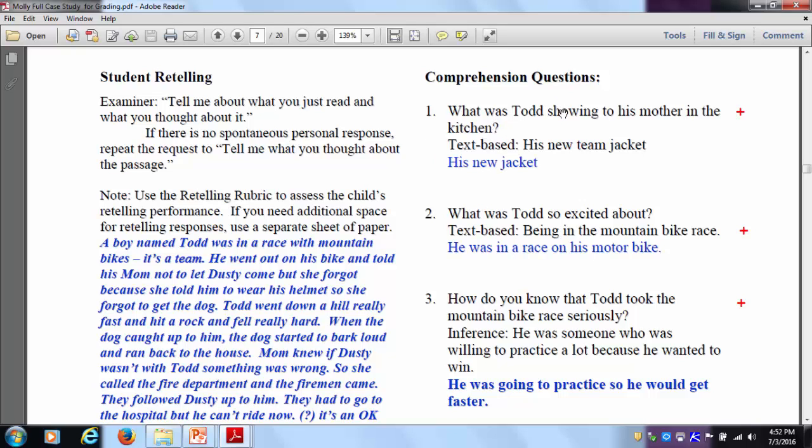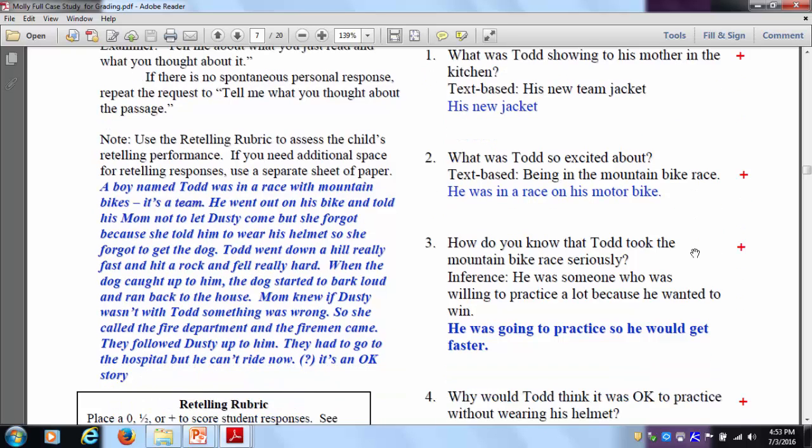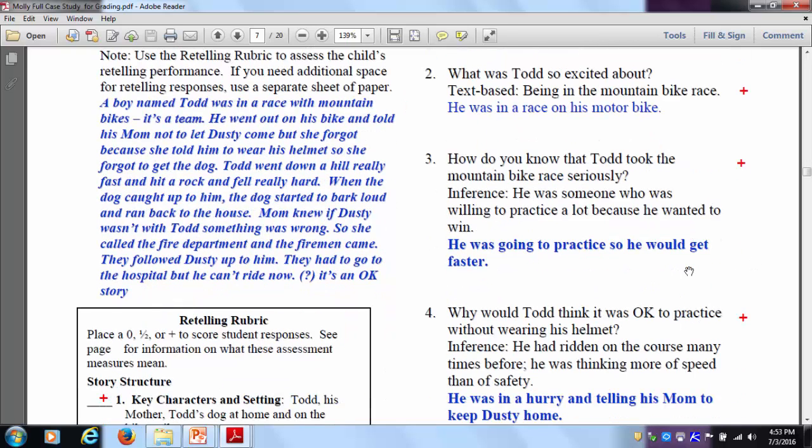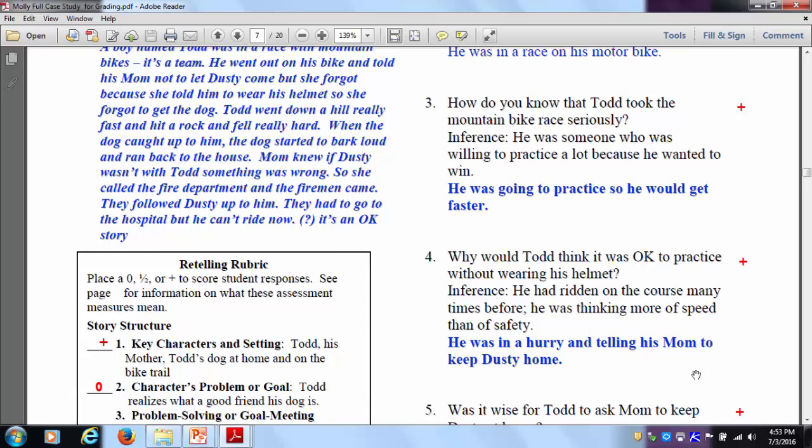What was Todd showing to his mom? His new jacket. Plus. What was Todd so excited about? He was in a race on his motorbike. Plus. How do you know Todd took the mountain bike race seriously? He was going to practice so he could get faster. Plus. Why would Todd think it was okay to practice without wearing his helmet? He was in a hurry, telling his mom to keep Dusty home.